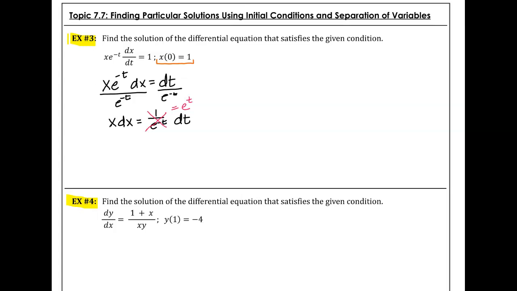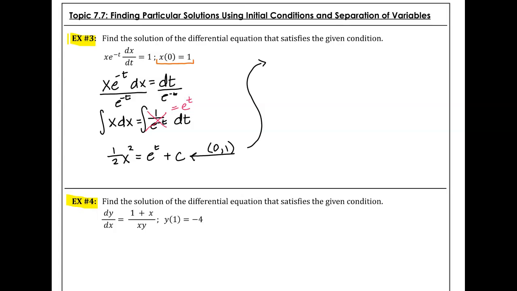Okay, so now when I integrate both sides, the antiderivative of x is 1/2 x squared, and the antiderivative of e to the t is e to the t plus c, which is where we would end if we were finding a general solution, but we are finding a particular solution, which means I'm going to draw a big arrow and I am going to write my initial condition on that arrow and plug it in. Okay, so I'm actually going to go up here to plug it in.